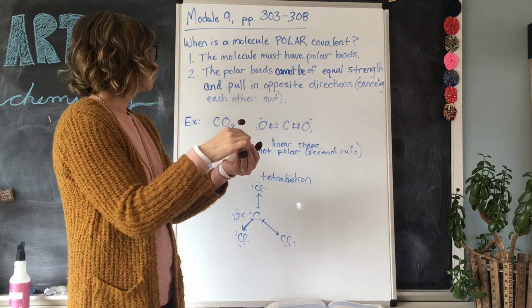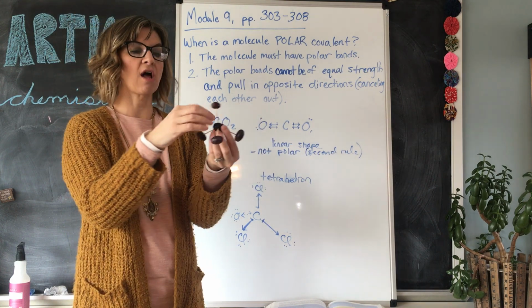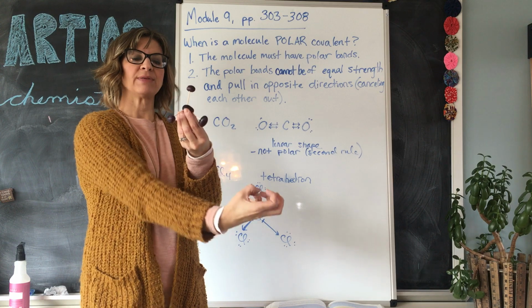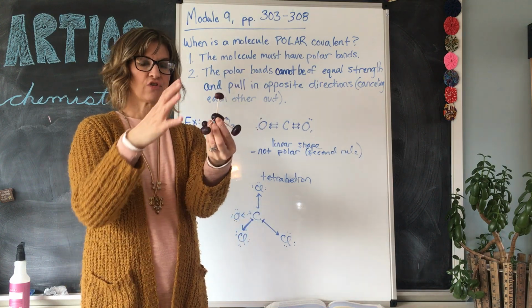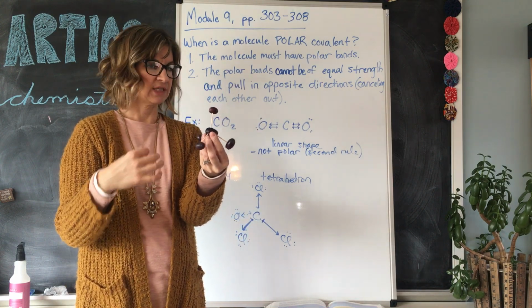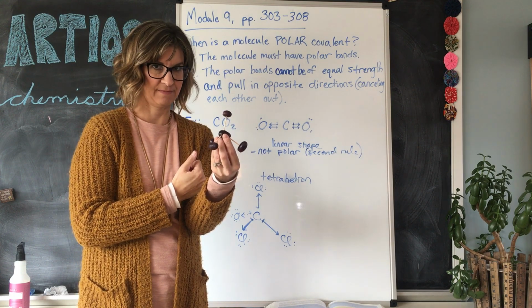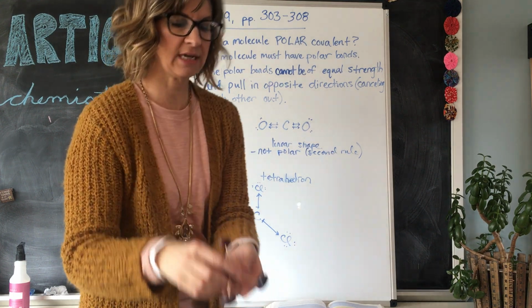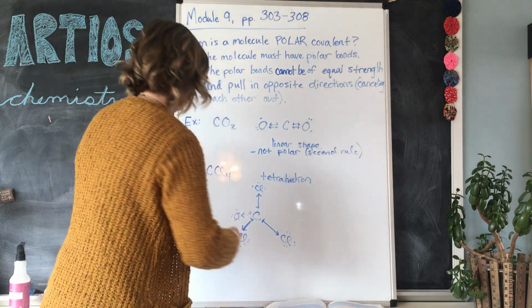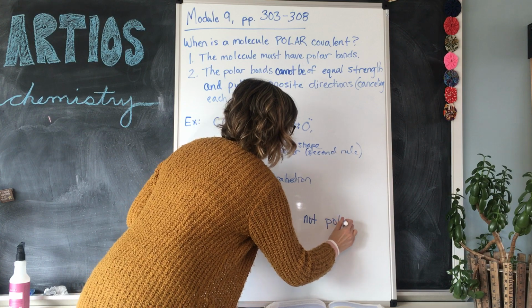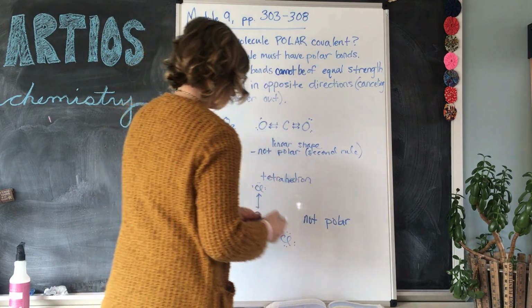Okay, and that is because of rule 2. The polar bonds are all of equal strength and they're all pulling in opposite directions, so they're canceling each other out. So there's not a positive end and a negative end to this molecule. So this would not be polar either. Not polar. Okay, let's try another example.